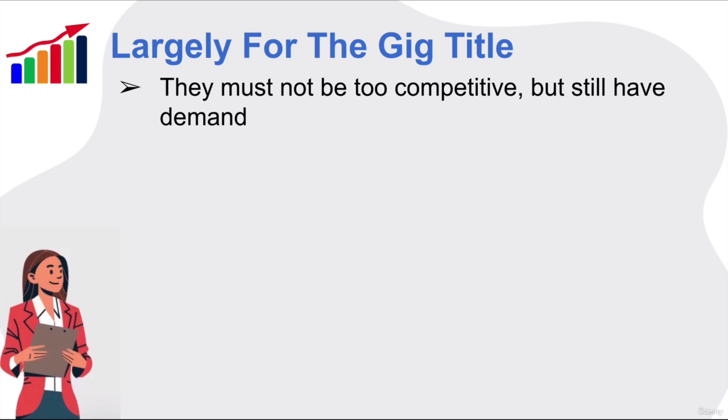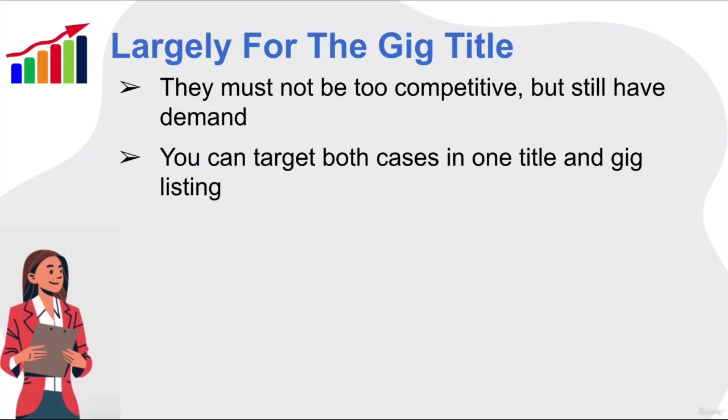Now, the good news is that you can target both cases, the competitive and the long tail non-competitive keywords, in one gig title listing. For example, let's say you're trying to target the keyword logo design. That's competitive. This is what's called a short tail keyword. If you're searching for logo design, that's the shortest version of that search. It's the most popular. It has the most demand, but also the most competition.